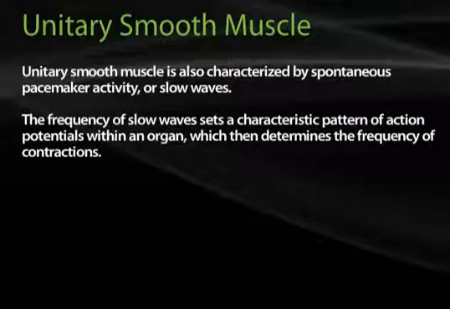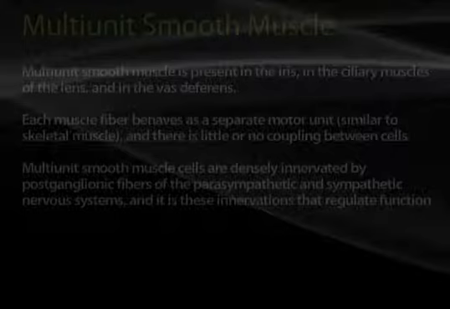Unitary smooth muscle is also characterized by spontaneous pacemaker activity, often called slow waves. The frequency of slow waves sets a characteristic pattern of action potentials within an organ, which then determines the frequency of contractions.